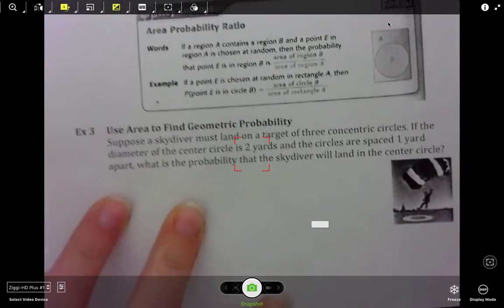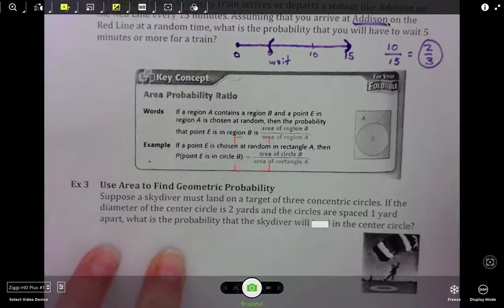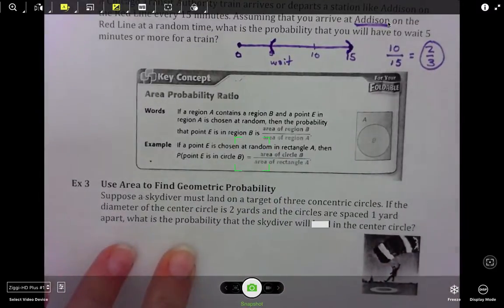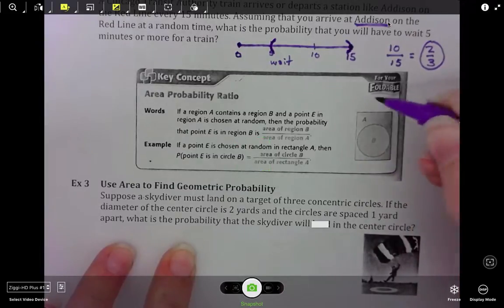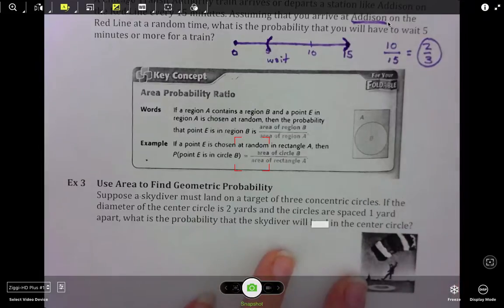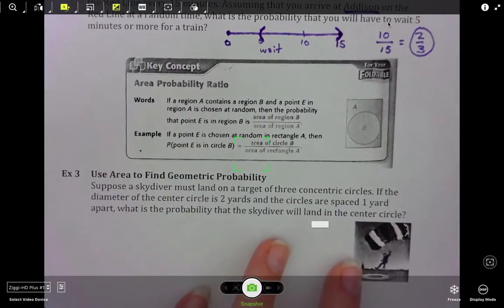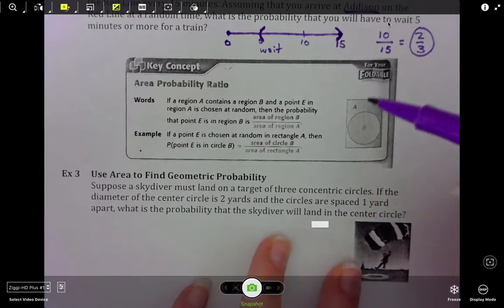Now, in the next example, they start talking about area. So the area probability ratio. What they're going to do is they're probably going to give you 2 different shapes, or maybe one circle inside of another circle or something like that. And it's going to be kind of like a dartboard. So just imagine that I'm throwing a dart somewhere and it's going to land inside of this rectangle, okay?